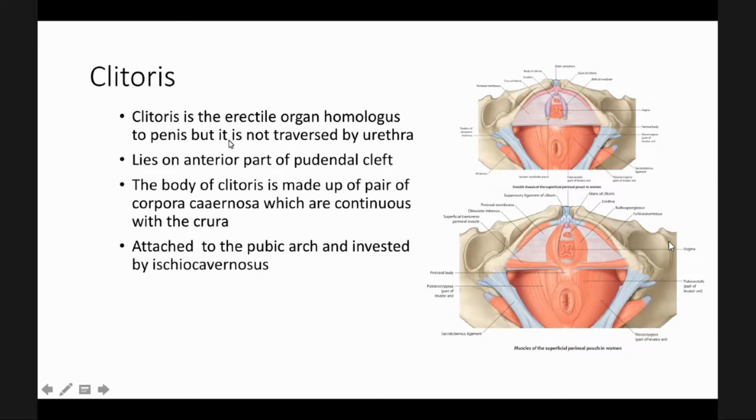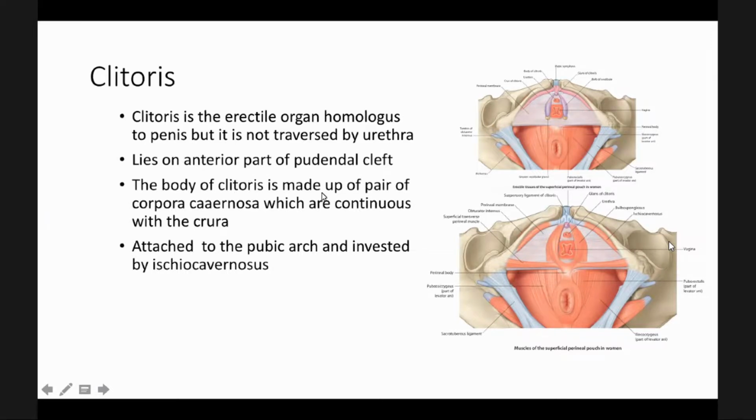So it is an erectile organ, but the major difference between the penis and the clitoris is that through the penis, the urethra passes. The spongy urethra passes and opens to the external. Whereas in the female, there is a separate erectile organ and the urethra doesn't pass through it. It passes 2.5 centimeter below the clitoris. It lies on the anterior part of the pudendal cleft.